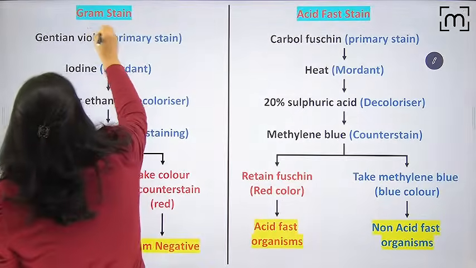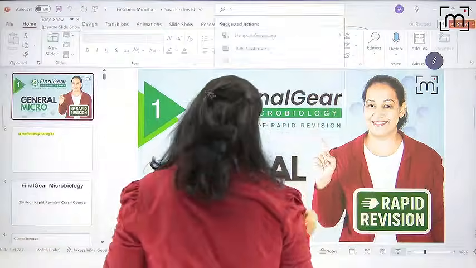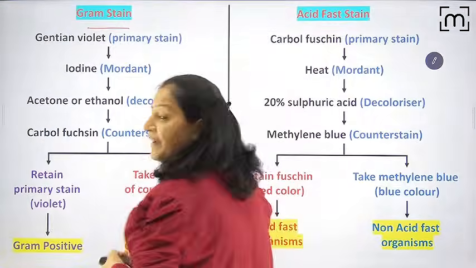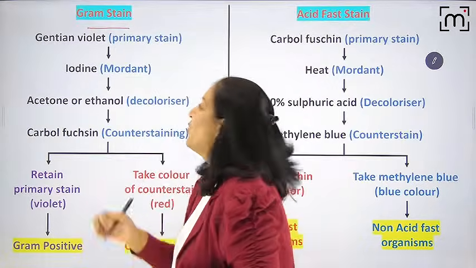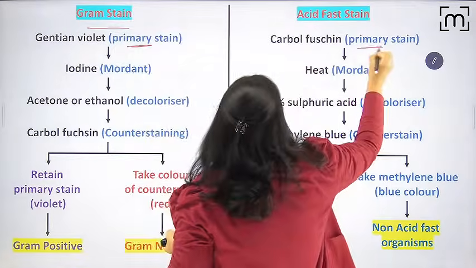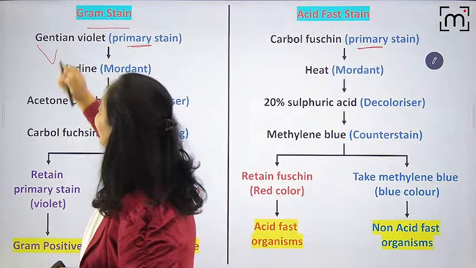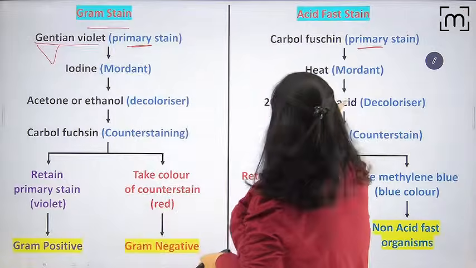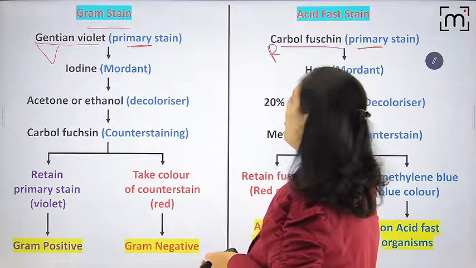Tell me, this is Gram stain, this is ZN stain. Tell me the primary stain in both of them. What is the primary stain here? And what is the primary stain here? Here the primary stain is violet, gentian violet. Here the primary stain is red, carbol fuchsin.